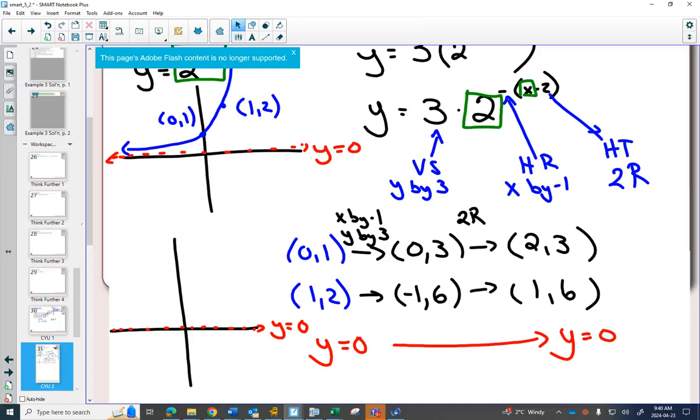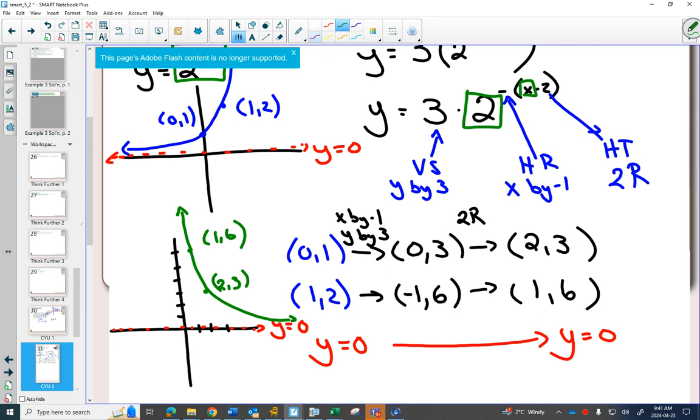I'm going to go to my points. I've got (2, 3) and I've got (1, 6). Once you have two points, it's going to be decreasing. Go towards your asymptote, put an arrowhead on the end, and have the shape of your exponential graph still there. This is our final graph. So we are revisiting our transformations unit and doing it again.